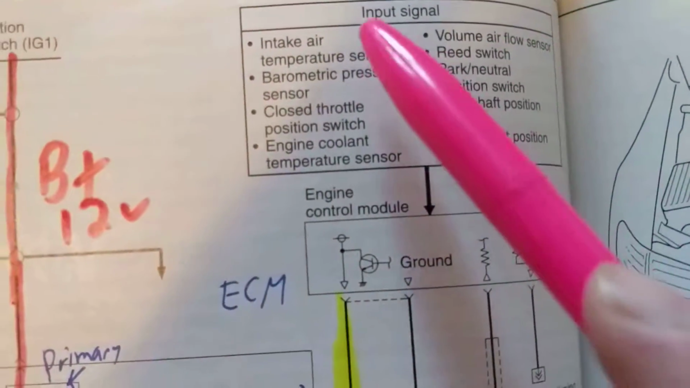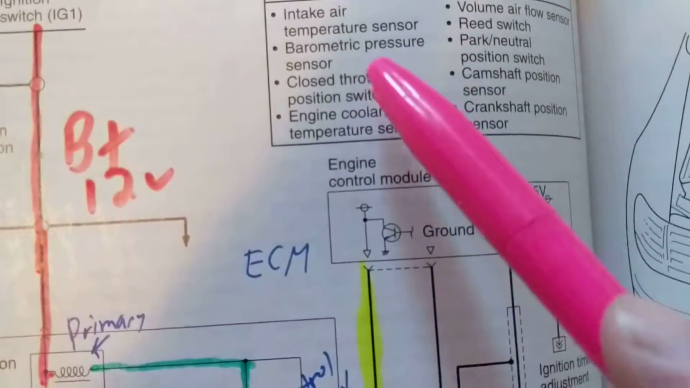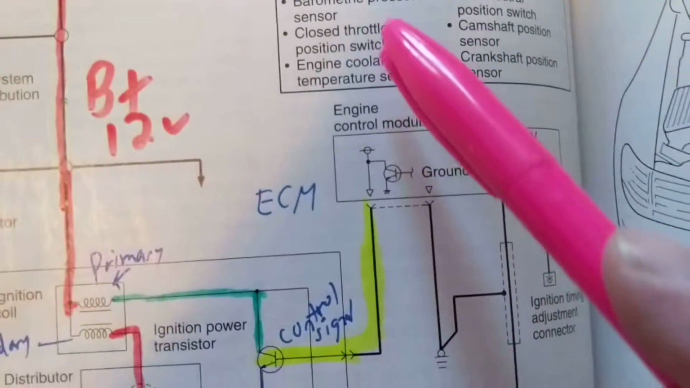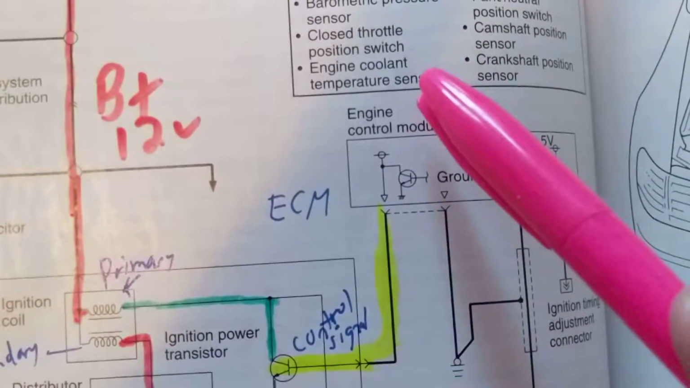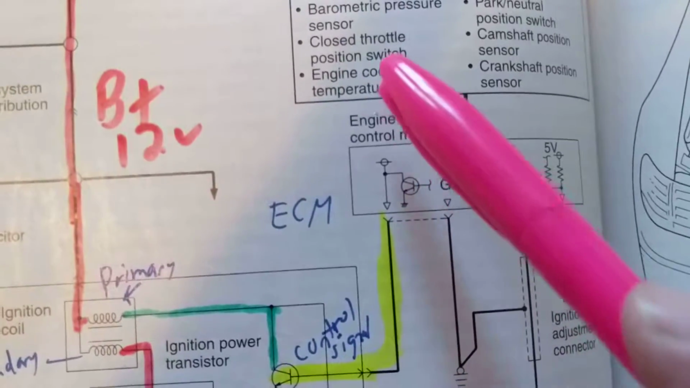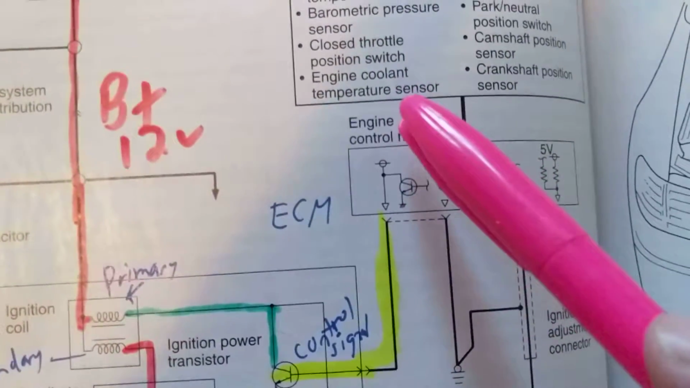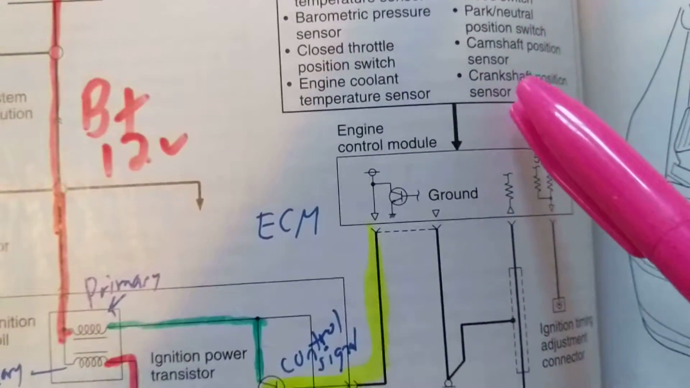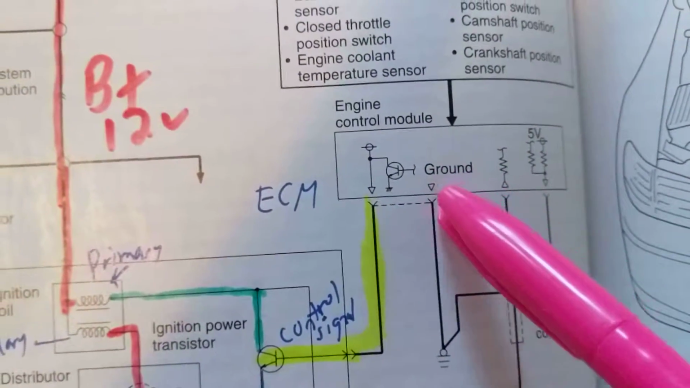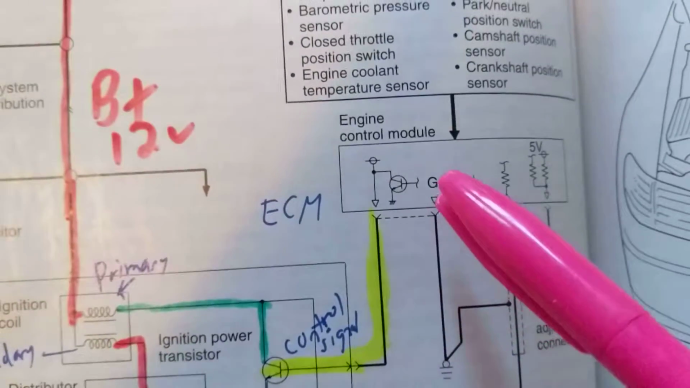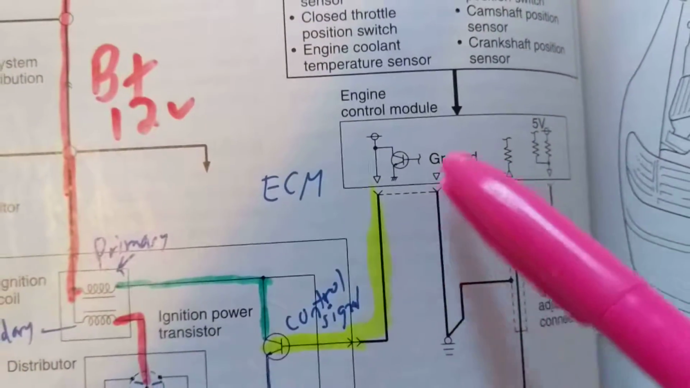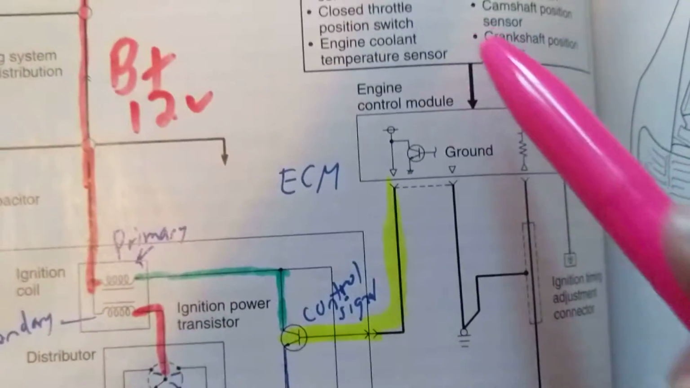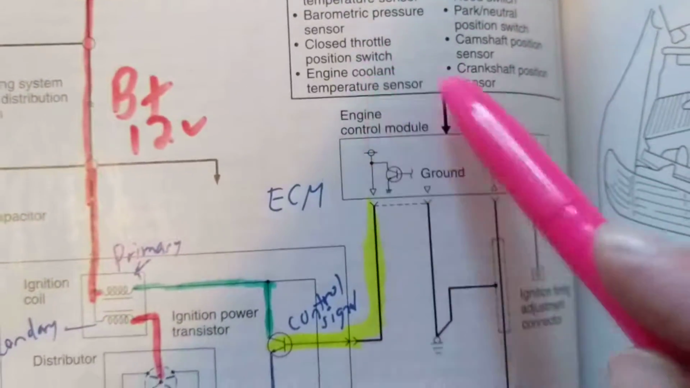Volume of air, the temperature of the air, barometric pressure, the throttle position sensor, the coolant temperature, how hot the engine is, how cold the engine is, crankshaft and camshaft sensors, how much the crankshaft is turning, the camshaft is turning, which are parts of the engine, obviously. These are all inputs, as I've told you in my other videos.